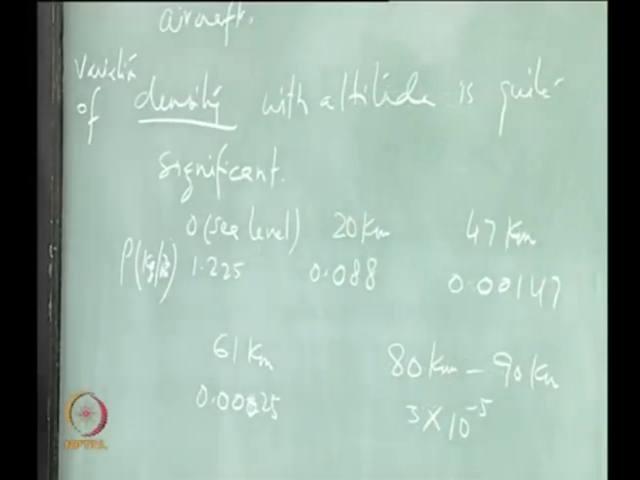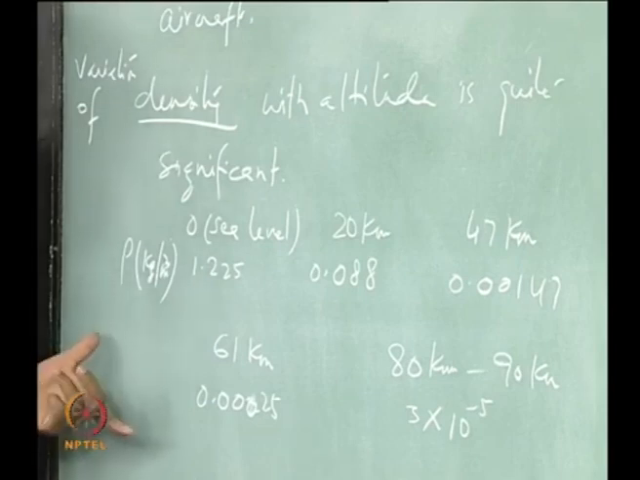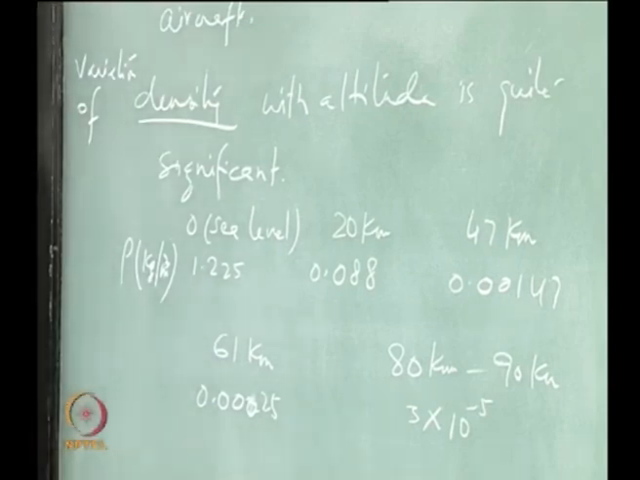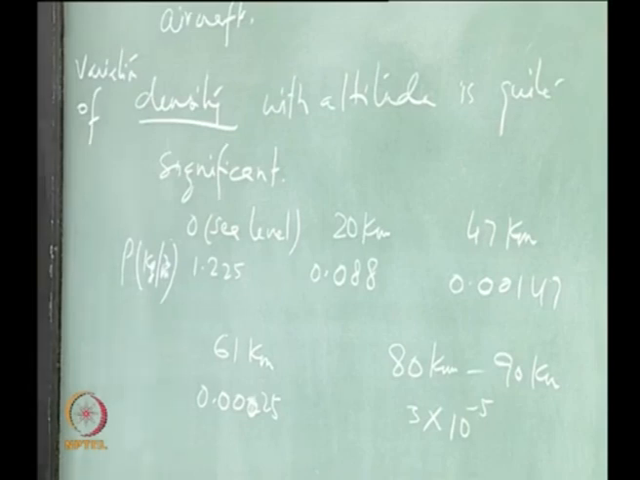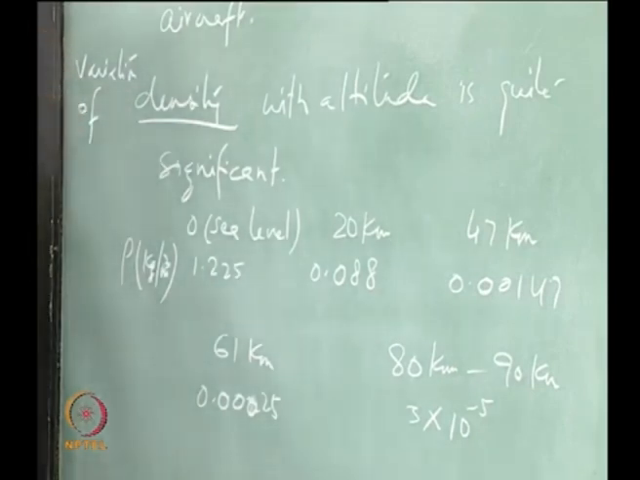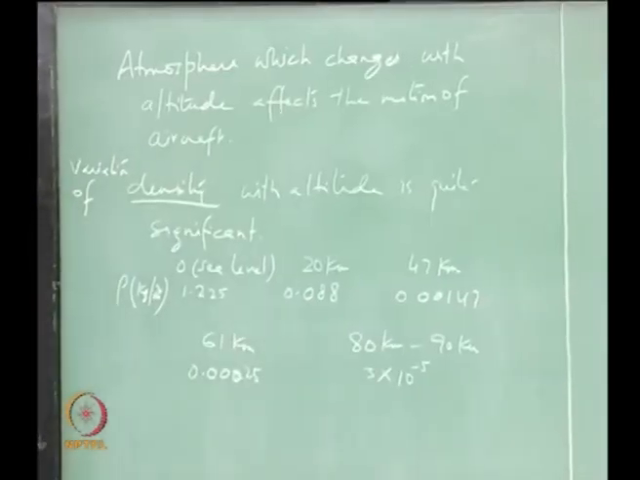So with such a large variation in densities with respect to the altitude, what changes is the aerodynamic forces and also the moments. Okay. So this is one parameter which is going to affect the motions of the aircraft through the aerodynamic forces and moments that are developed on the aircraft when it's going through air.